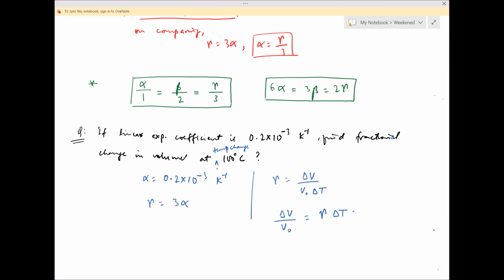So, sir, here delta T is equal to 100 degrees Celsius, right? Yeah. And change in temperature in terms of Celsius and Kelvin is the same. So we can use Kelvin or Celsius, it will give you the same value.